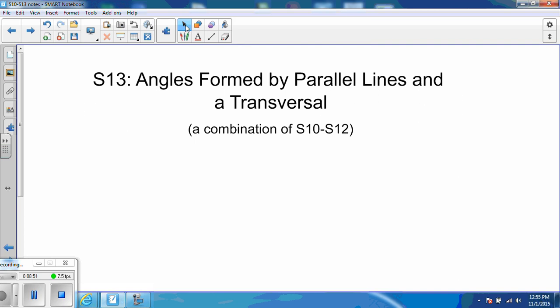So you'll see more than just one problem or one angle you're trying to find in a picture. You'll have to use all of those. Maybe you'll have to use corresponding angles and alternate interior angles in the same problem. So standard 13 covers when you have to use more than one of those special angles formed by parallel lines. All of the examples that we'll do will be standard 13 examples, but obviously you'll use pieces from standards 10 through 12 to solve these problems.